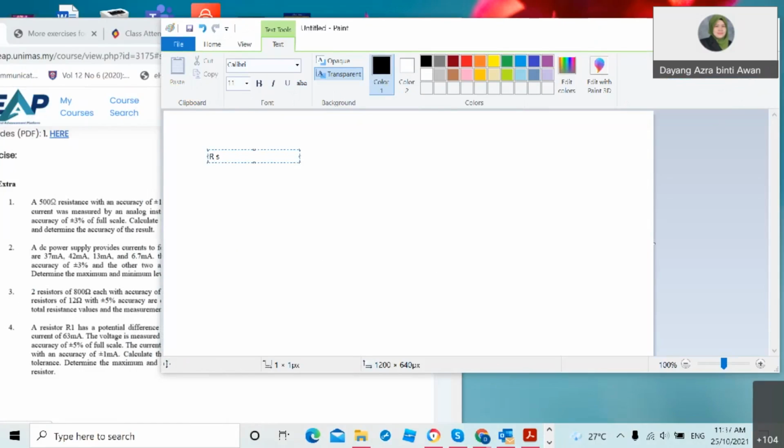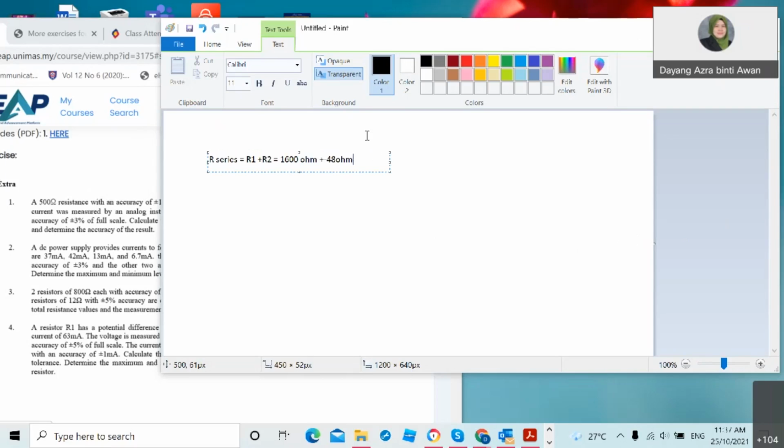We have R series equals R1 plus R2. We all know that for the summation, you need to have the real value of R1. You can see that here we add up everything. We have 1600 ohm plus minus around 48 ohm.